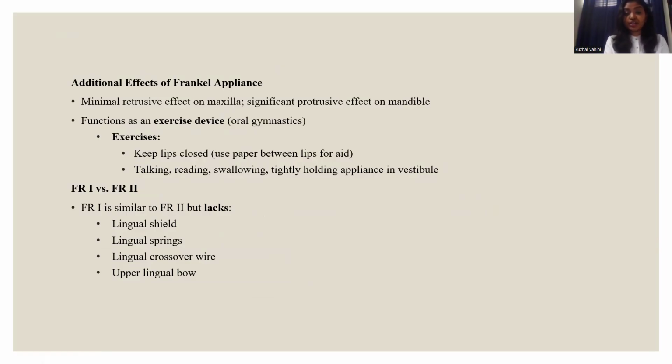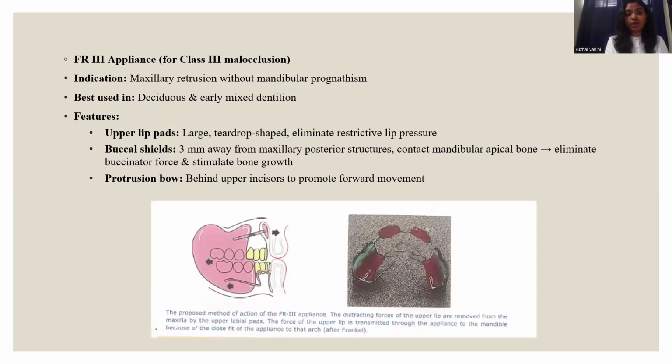So it helps in talking, reading, swallowing, and tightly holding the appliance. So the difference between Frankel 1 and 2 is that Frankel 1 lacks the lingual shield, lingual springs, lingual crossover wires, and the upper lingual wire.